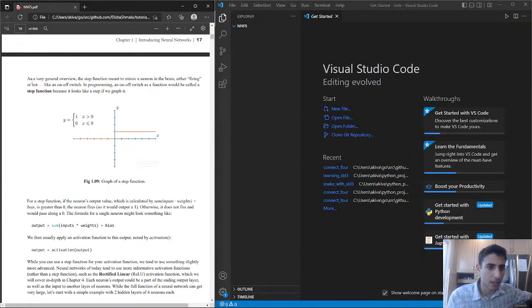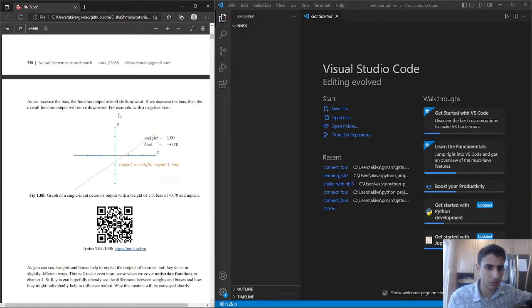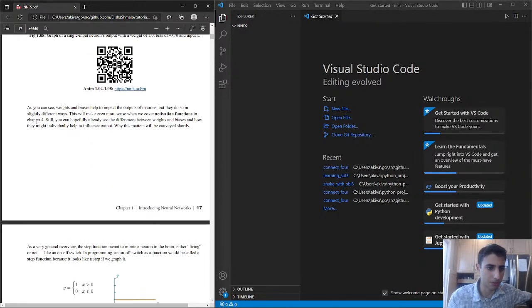Okay. As a very general overview, wait, this is an activation function. Why are we talking about activation functions so soon? I guess this is just a very quick summary of neural networks. As you can see, weights and biases help to impact the output of neurons.